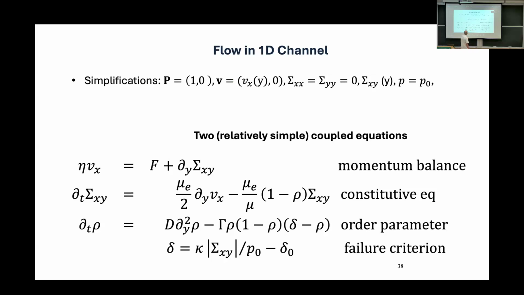In this situation, you can simplify it quite a bit. Polarization maintains only one component along the channel. Velocity has only one component, Vx, which depends on the coordinate across the channel, y. And there is only one component of the shear stress, sigma xy, and pressure is constant, equal to P naught. If you do all these simplifications, you obtain essentially two partial differential equations.